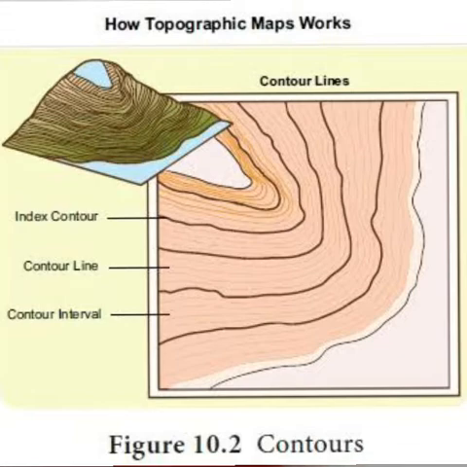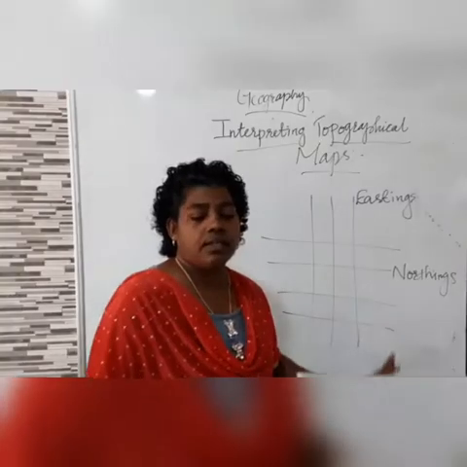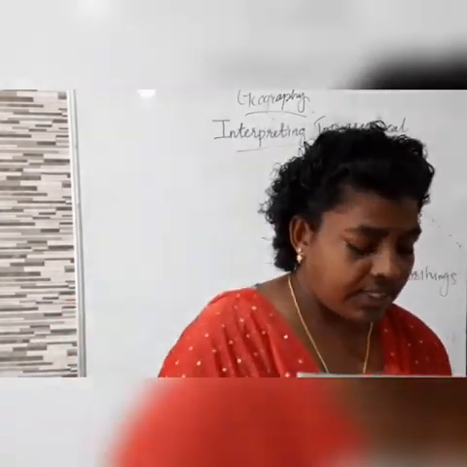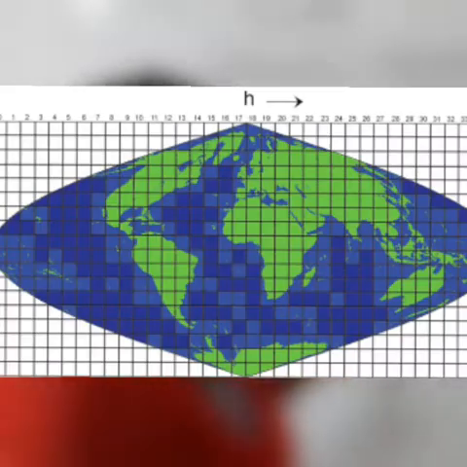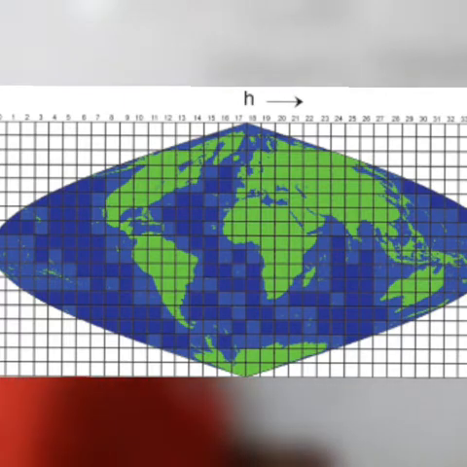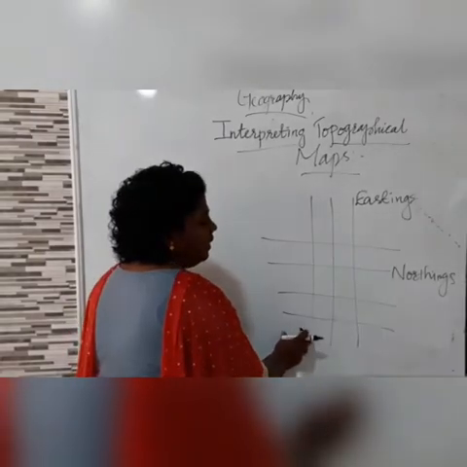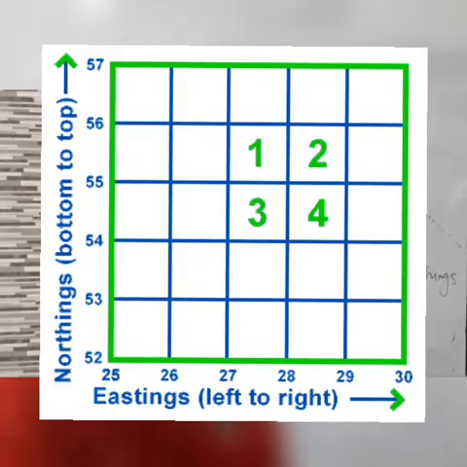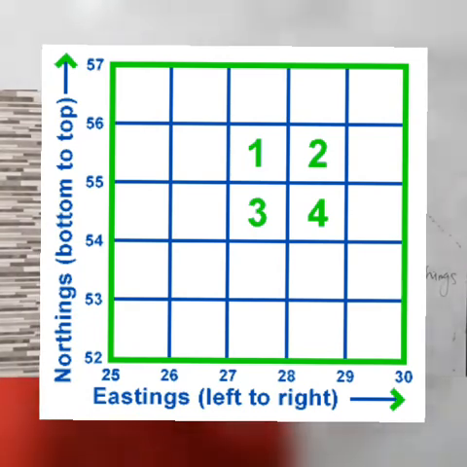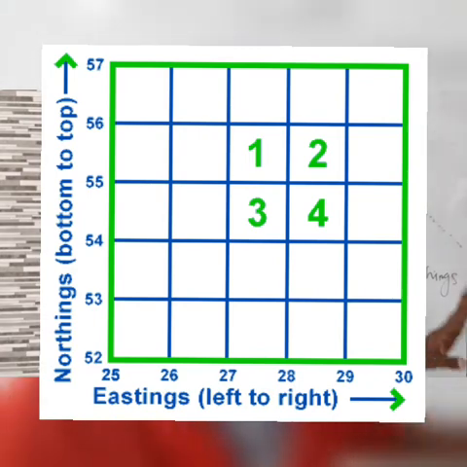This eastings and northings form a grid, so it has grid squares. And the counting will always be from the southwest direction. So when you want to read the topo map, you have to count from the southwest point of view. Did you understand? So it is the starting point to read the topographical map.